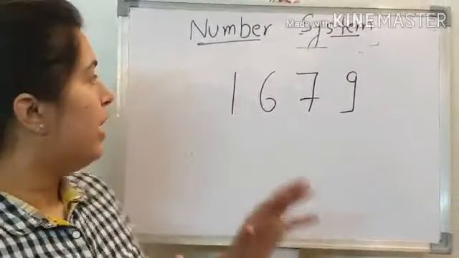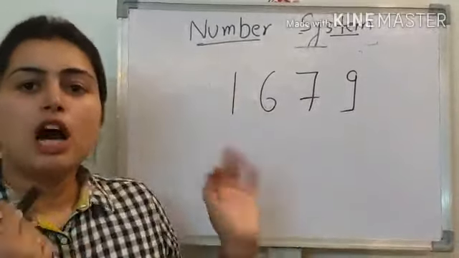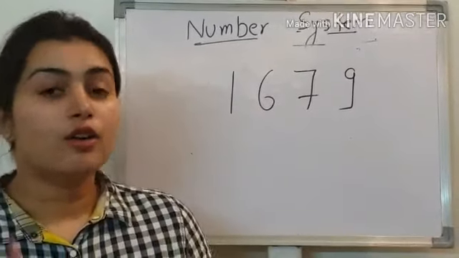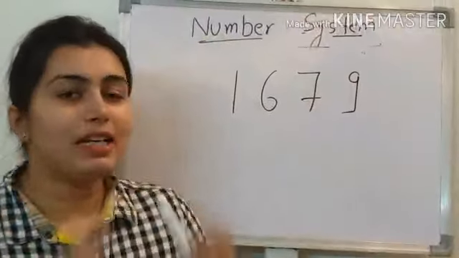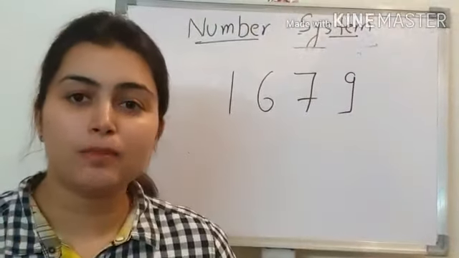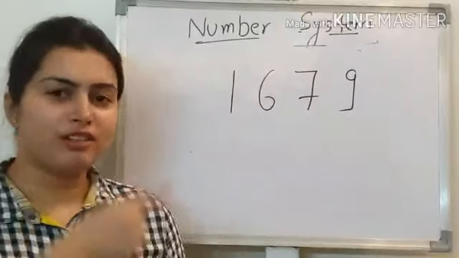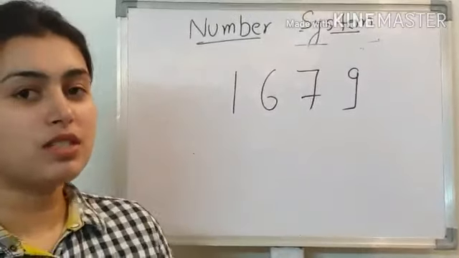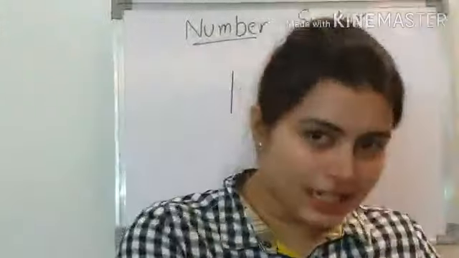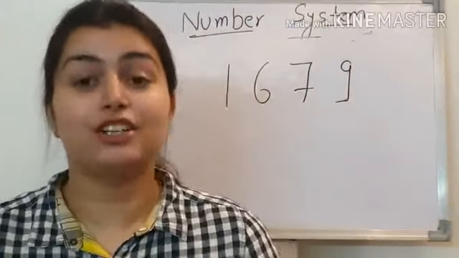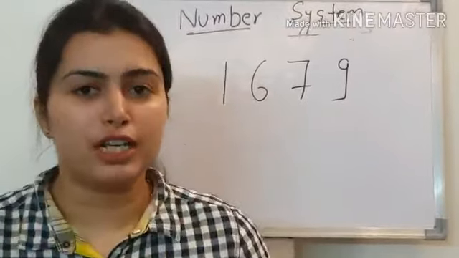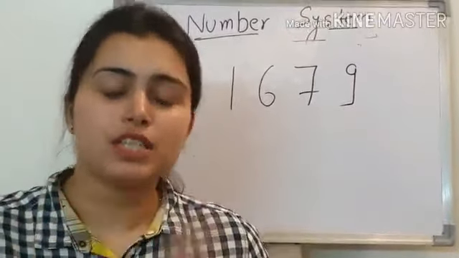So students, if I want to pronounce it, how are you able to pronounce it? For that we need a number system. And how many types of number system do we have in mathematics? Yes, you are correct. We have 2 types of number system. The first one is Indian number system and the second one is international number system. In grade 3, we are going to study only the Indian number system.